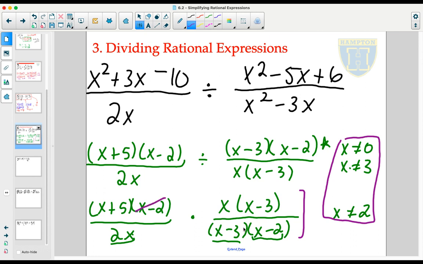We're going to cross out x minus 2s. We're going to cross out the x minus 3s. We're going to cross out these x's as all divisions that get done as simplifications, leaving us with a final simplified version of x plus 5 over 2.